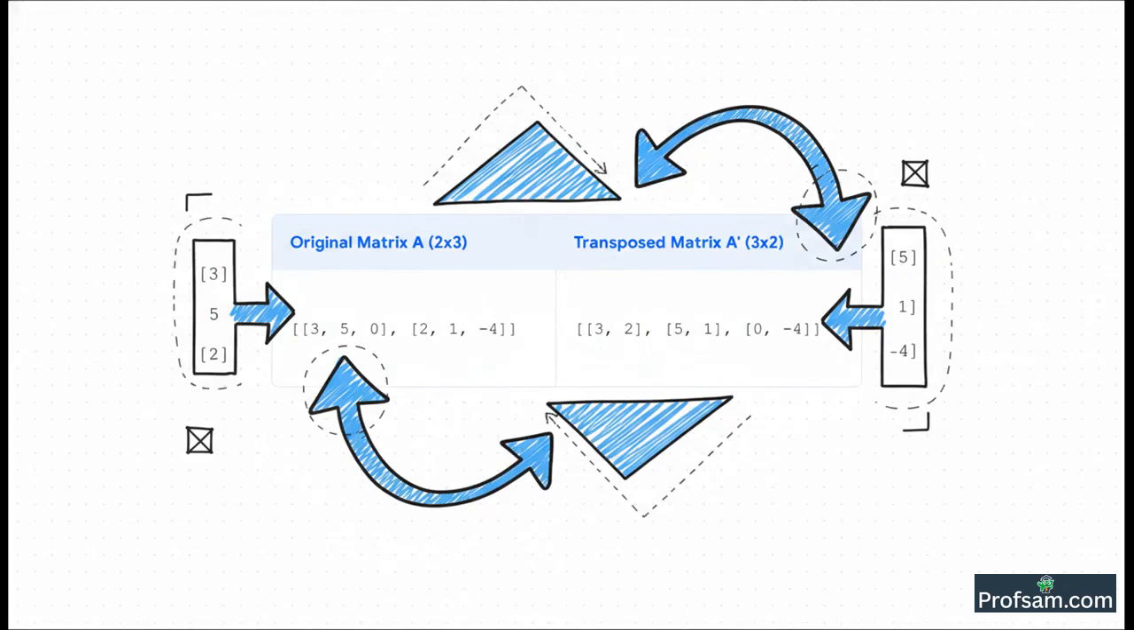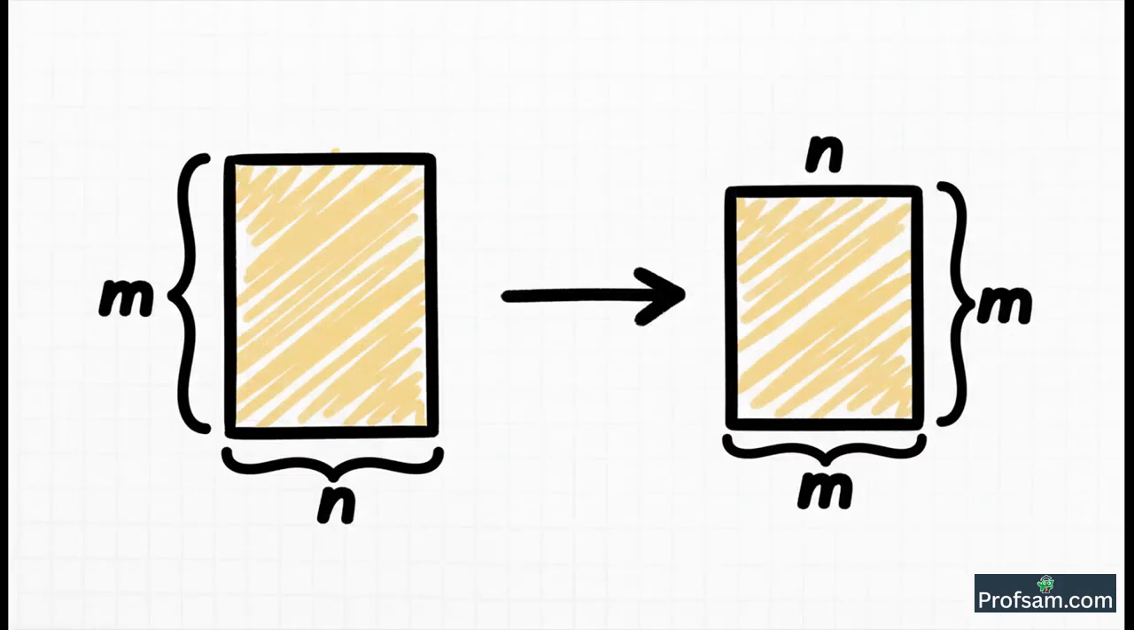Let's look at an example to make it crystal clear. On the left, we have matrix A. See its first row? It's 3, 5, 0. Now look at the transposed matrix on the right, A prime. That first row has now become the first column. See? 3, 5, 0 going down. And the same thing happened with the second row, 2, 1, negative 4. It's now the second column. It's literally that simple.